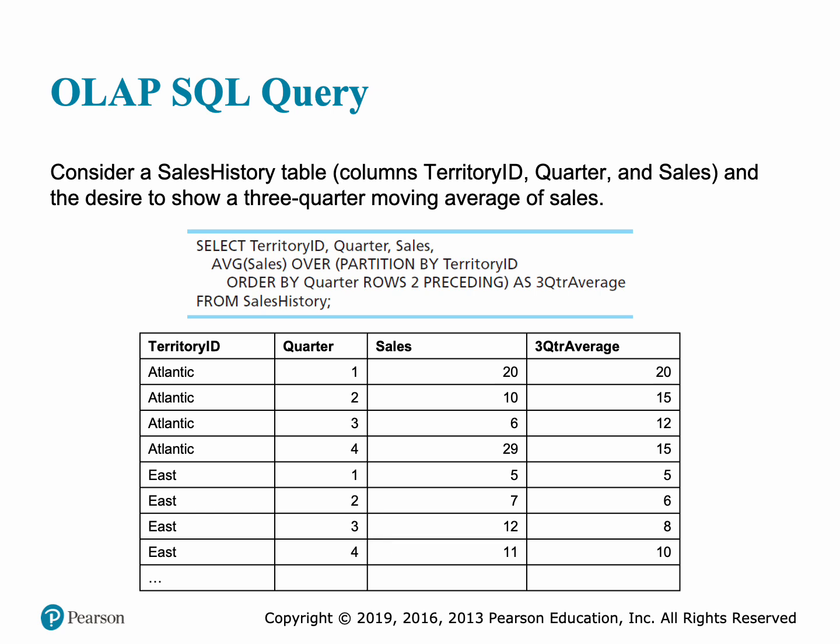OLAP SQL query: consider the sales history table, columns territory ID, quarter and sales, and a desire to show the 3-quarter moving average of sales. Select territory ID, comma quarter, comma sales, comma average sales over partition by territory ID, order by quarter rows 2 preceding as 3QTR average or third quarter average from sales history. The result is right in front of you.